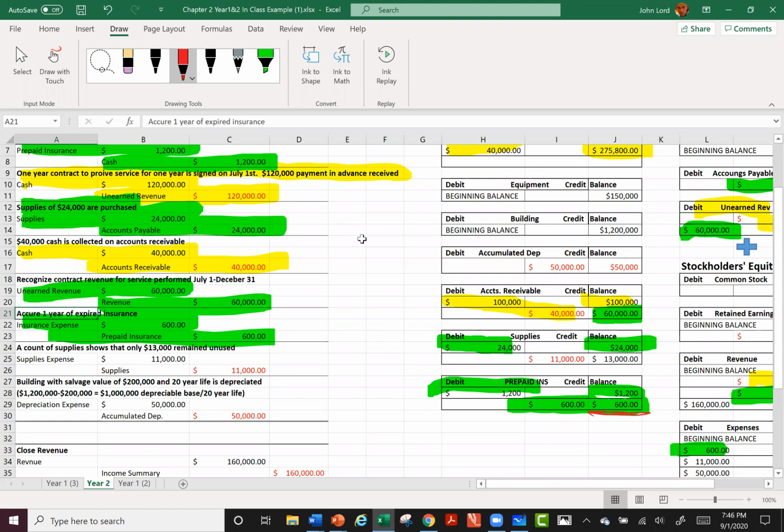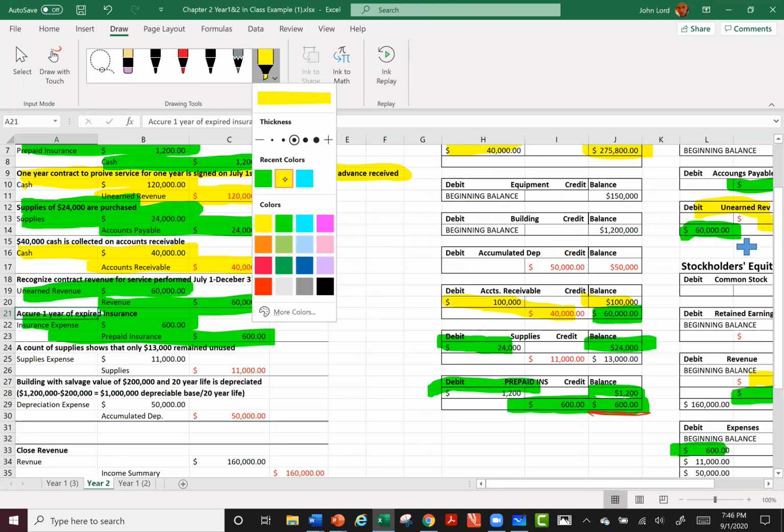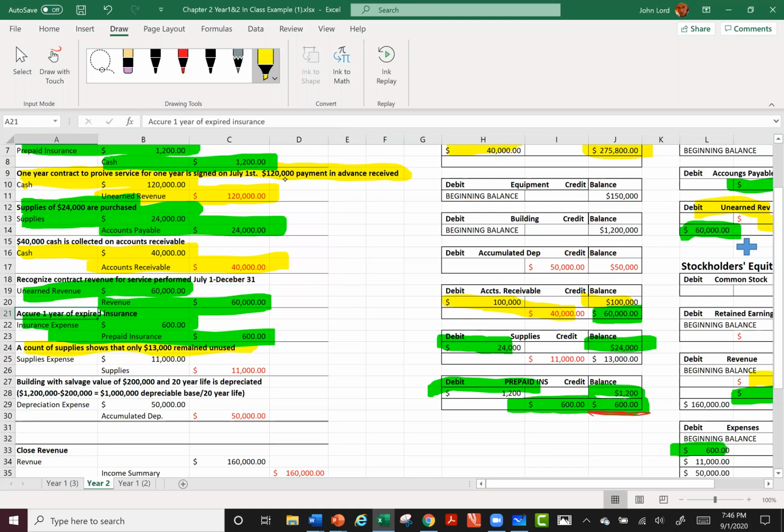Okay, now we're making adjusting entries. And remember that $24,000 worth of supplies we bought? Well now we go to the DJ supply closet and we count and we see that there's only 13,000 of supplies that are left. Let me ask you a question. If Johnny had 24,000 apples and then he counts at the end of the year and he only has 13,000 apples left, how many apples did Johnny eat? Johnny ate 11,000 apples. They have expired, haven't they?